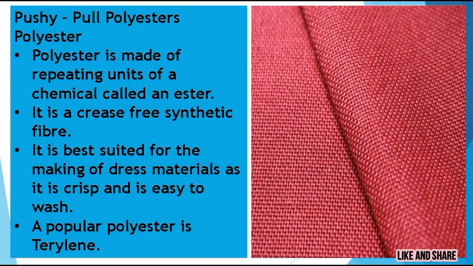Now students, the next important synthetic fiber is polyester. And students, this polyester is basically made up of the repeating units of a chemical named ester, and when many molecules of ester bond together, they form polyester. And this polyester fiber doesn't get wrinkled easily, and hence a fabric made from this fiber is easy to wash and doesn't need to be ironed, and that makes it suitable for dress material.